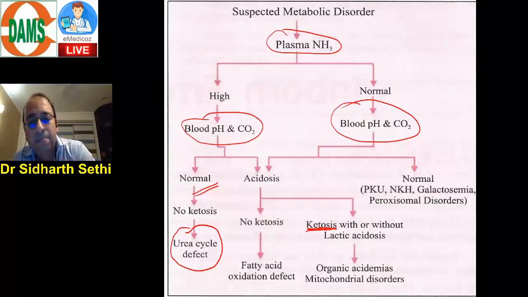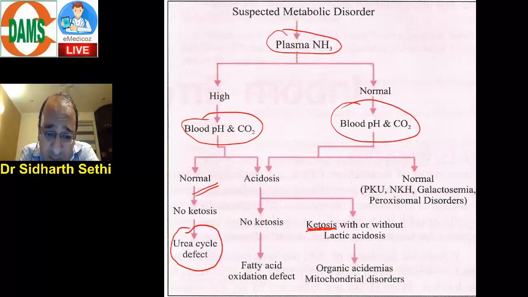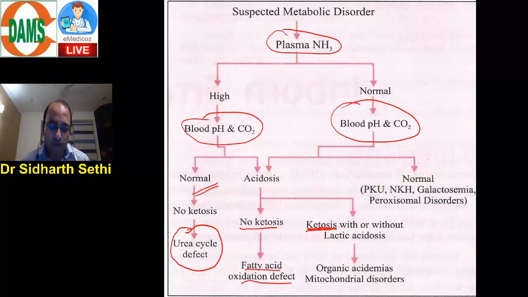Okay. Now suppose ammonia is high, but there is metabolic acidosis. Then you look for whether there is ketosis or not. If there is no ketosis, it's a fatty acid oxidation defect. But if there is ketosis, it can be an organic acidemia or a mitochondrial disorder.